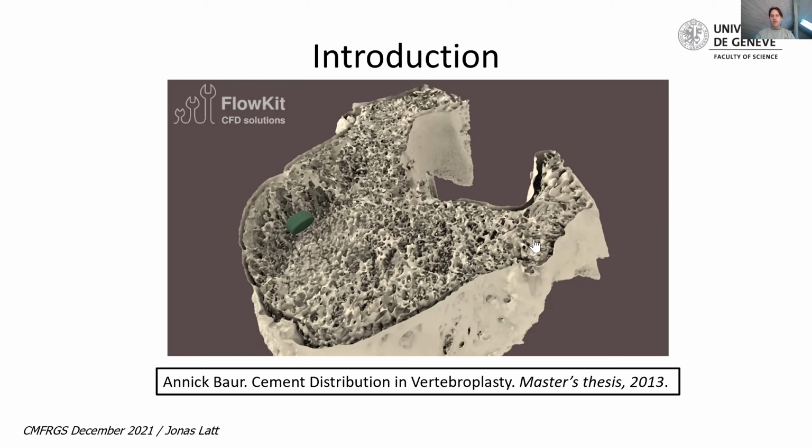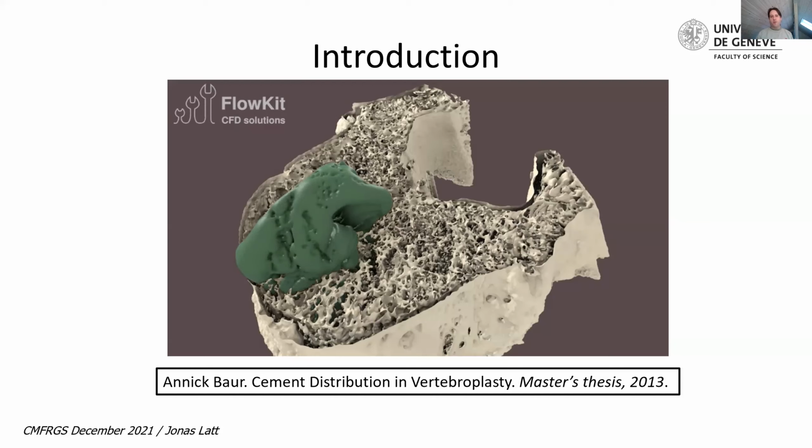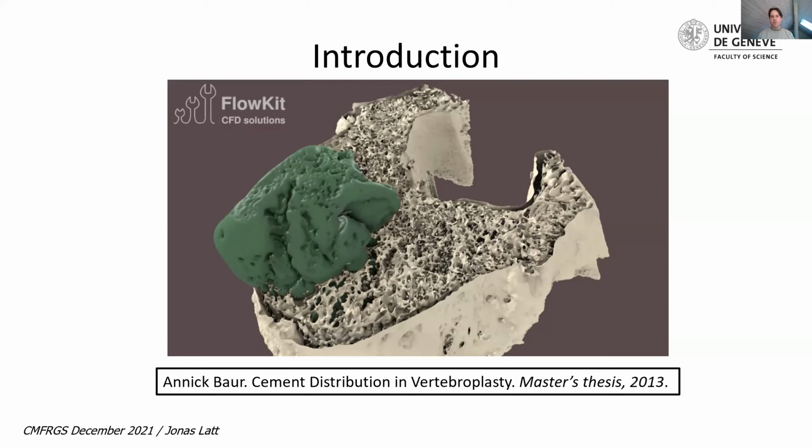So this is a simulation. What you see here is a vertebral bone, so a bone of a human vertebra, which is being treated by surgery. So there is a fracture in the bone, and the surgeon is injecting cement into the bone to stabilize it. This process is being simulated here. The bone has been obtained from an actual patient through a scan, and you see here the simulation of the injection of the cement into the bone, the purpose of which is to determine which is the best point and volume of injection for this treatment.